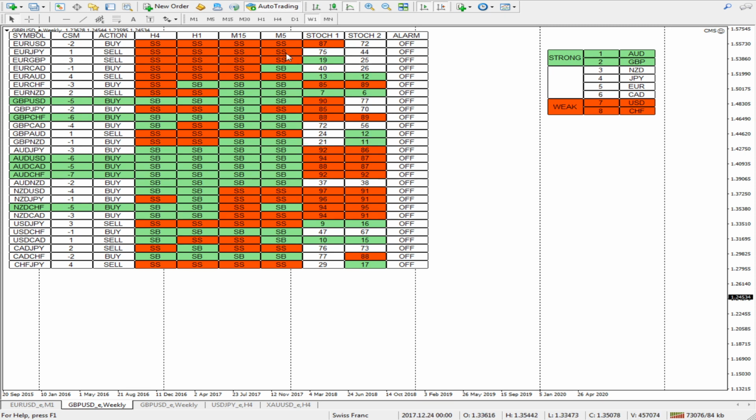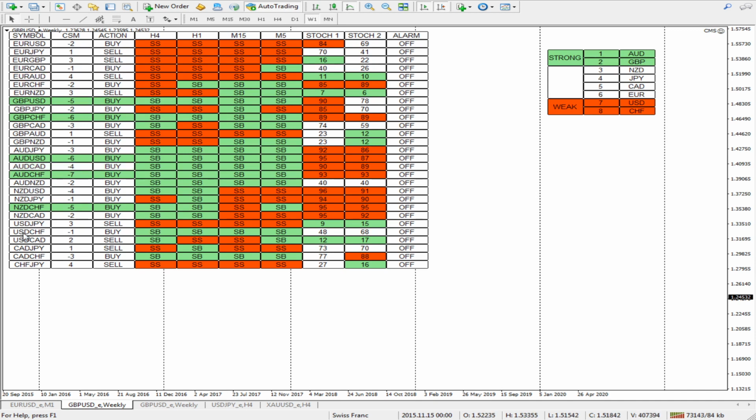Euro GBP, we are heading downwards. Euro CAD, we are heading downwards. Then Euro AUD, we are heading to the lower side. We have Euro CHF, we are upwards. We have GBP USD, we are upwards. We have GBP CHF, we are upwards. We have Australian dollar Japanese yen, Australian dollar US dollar, Australian dollar Canadian dollar, Australian dollar Swiss franc. We also have Australian dollar New Zealand dollar, all of them are upwards.